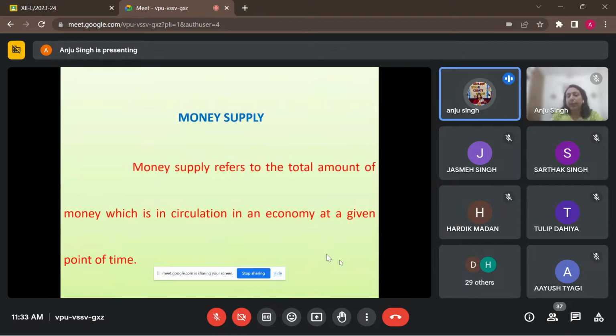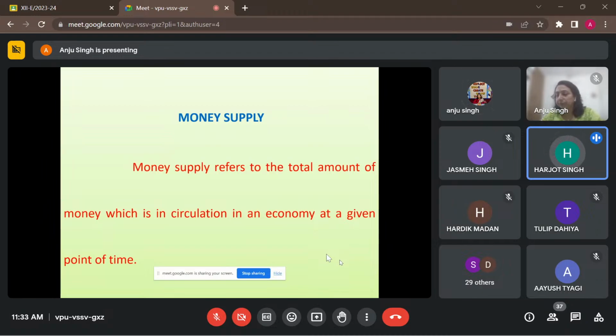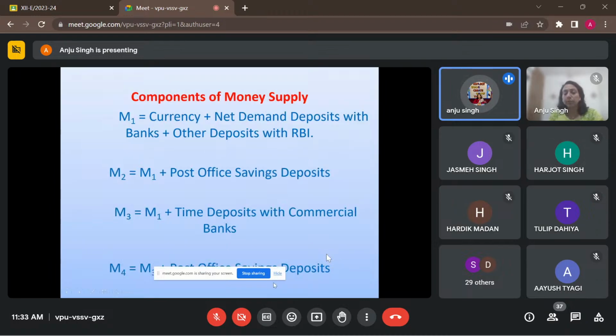Now, money supply. Harjot, can you read this? What is there on the screen? Yes, ma'am. Read it. Money supply refers to the total amount of money which is in circulation in an economy at a given point of time. And since it refers to the total amount of money, what do we call it, children? Stock or flow? Stock. Okay.